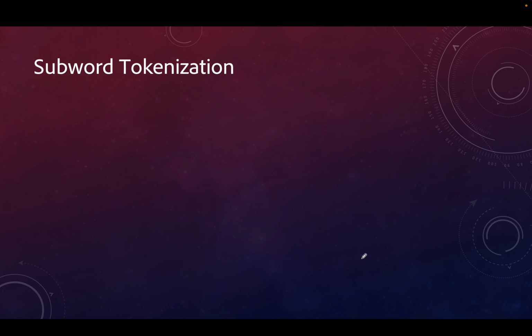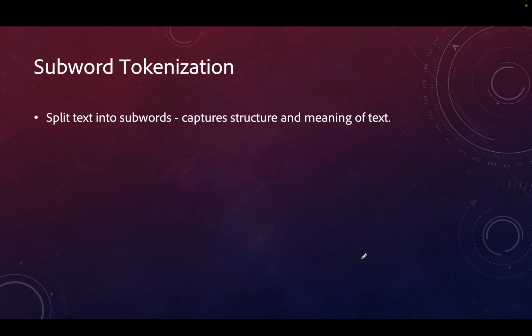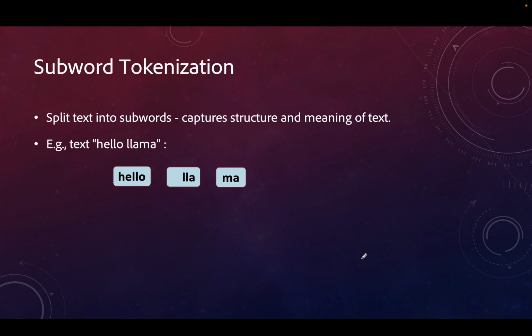So the final one is subword tokenization, which splits text into subwords. So it captures the structure and the meaning of the text. So for example, if we have hello llama, then I am giving some random tokenization where maybe the word hello is a token in itself. Let's say we assign a token ID of 1000. And then llama is broken into LLA and MA. So this MA starts with M, but this LLA starts with a space here.